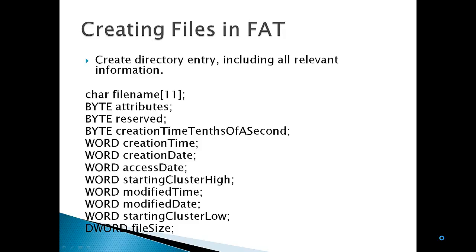Now the start cluster high and start cluster low are actually separated. They're both words, but together they make a D word. This is kind of a throwback to FAT16. Then you see 2 words for the modified time and the modified date. Finally, a file size D word lets you know what the size of the file is.